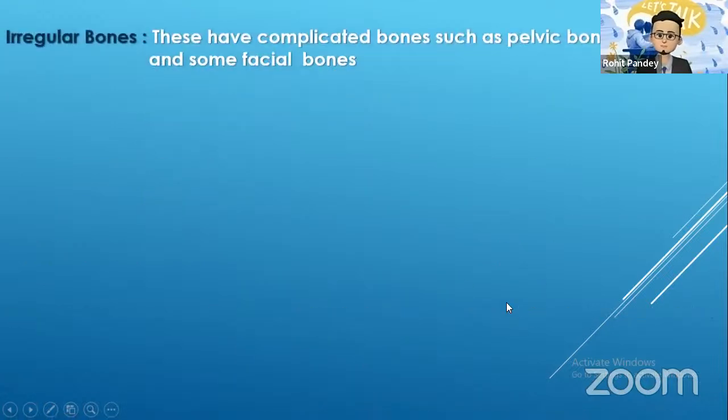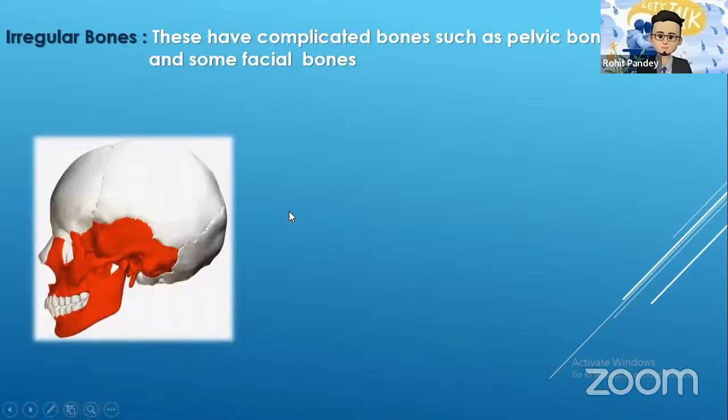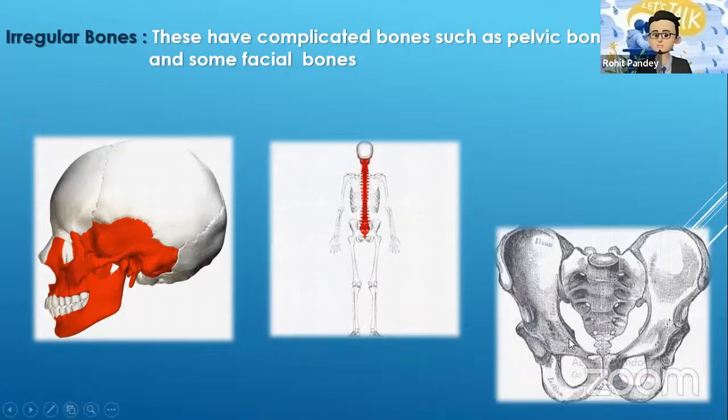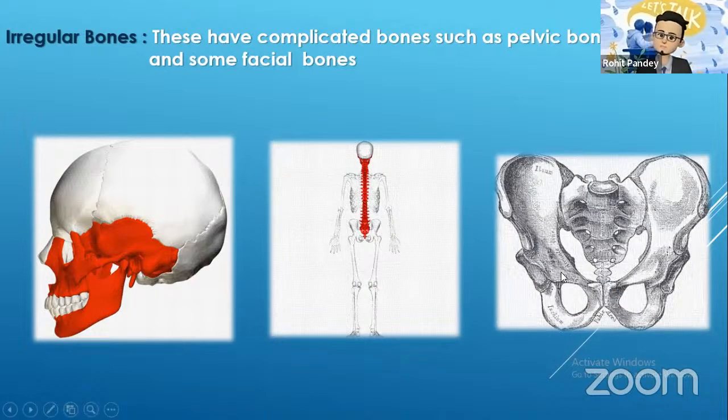Now irregular bones. These have complicated shapes, such as the pelvic bone, vertebrae, and some facial bones. Like this facial bone, maxilla, mandible, zygomatic, and temporal. So these are irregular, these are face bones, and these are irregular bones. Similarly, the vertebrae protect the spinal cord. And that is the pelvic bone, and you can see the irregularity in this.